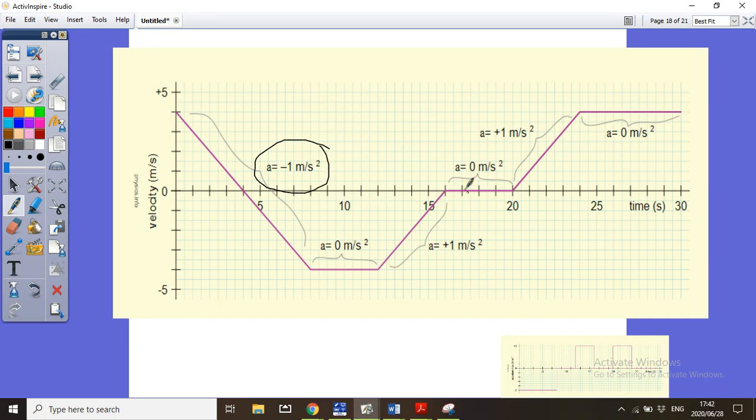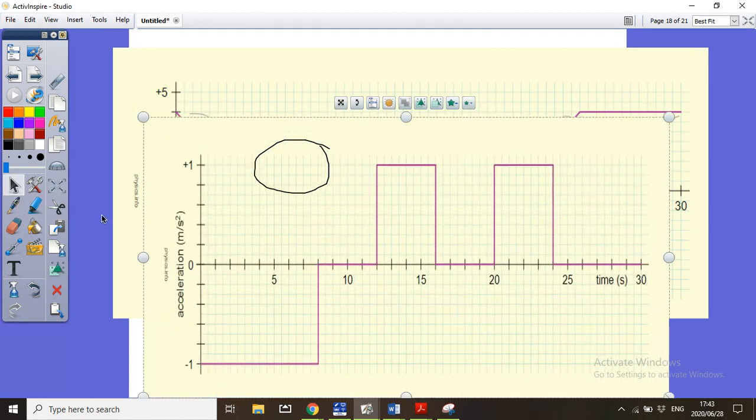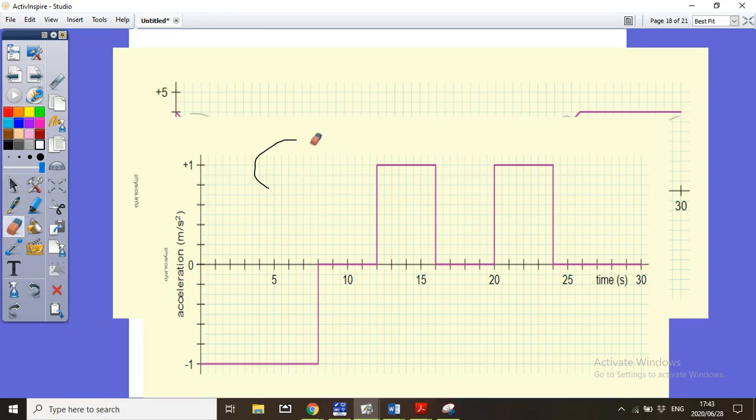Here it's +1. The flat bits are all going to be 0. And there we've got +1 again. So if I look at my graph of the acceleration versus time, as I did roughly there for you, it's just going to look like this. Flat lines, horizontal, and parallel to our x-axis.